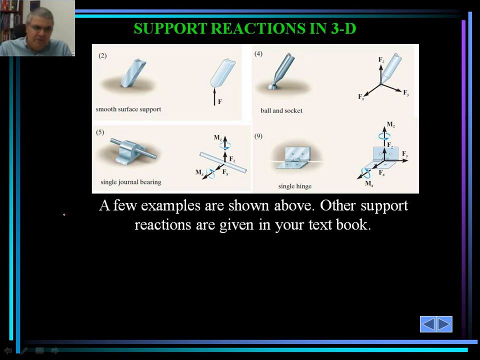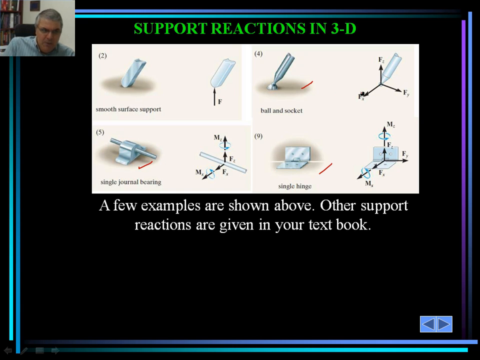So a few examples are shown here. The support reactions are too many to be shown here, but we can pretty much look at it here. As you can see, number 2 is a smooth surface support, and the rest are shown here. This is a ball support, single hinge, and the single journal bearing.